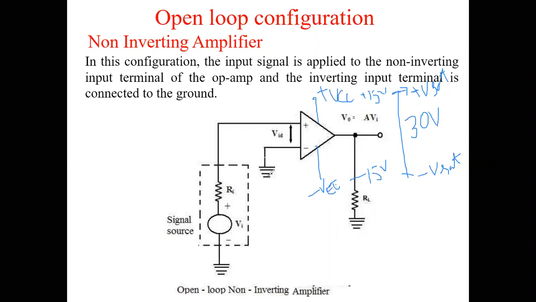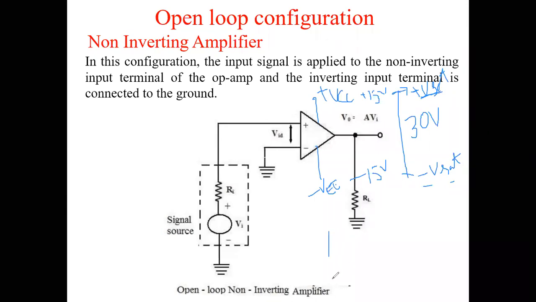So for example, here we're giving an input to the plus terminal. That means the output will immediately go to plus VSAT. In case of the inverting terminal, the inverting amplifier, the output will immediately go to minus VSAT. Why? Because the gain is very high.